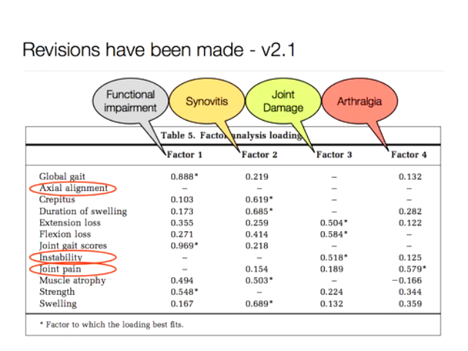Now, based on that study, we've made some revisions. We understood from factor analysis that the HJHS really examined 4 distinct aspects of joint health. That is functional impairment, synovitis, joint damage, and arthralgia. But there were 3 items, circled in red here, that had very high uniqueness factors, meaning that they didn't really work well with the rest of the scale.